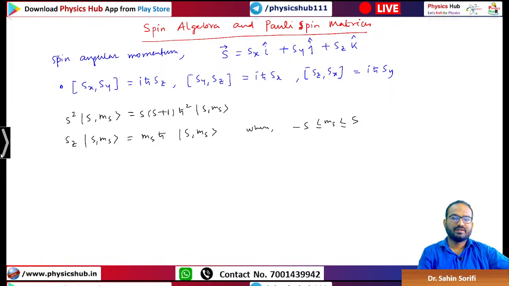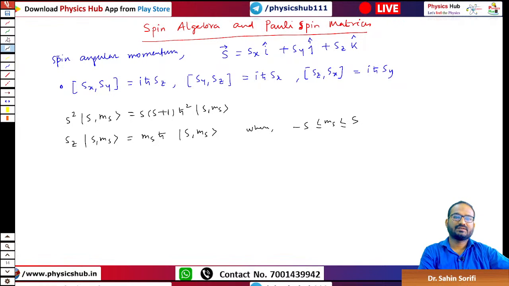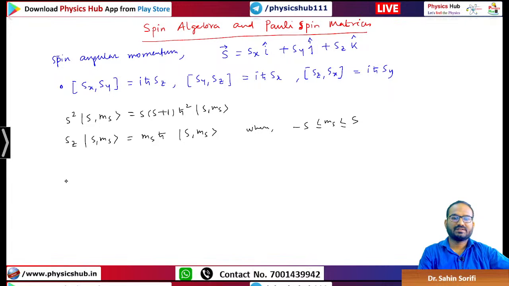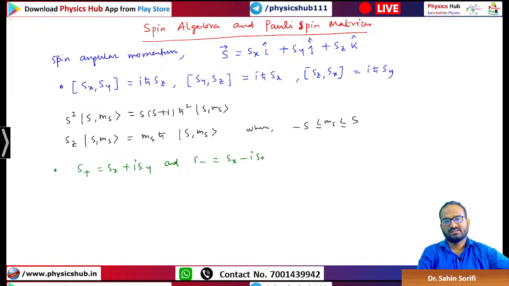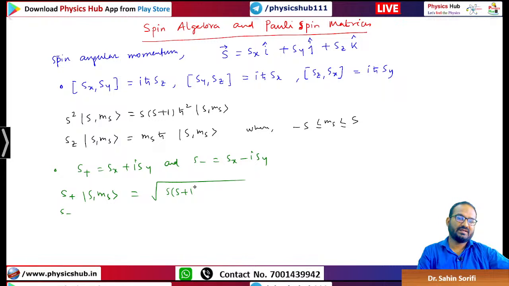Here also we define the ladder operators in this way. We define S plus as Sx plus i Sy and we define S minus as Sx minus i Sy. Now S plus and S minus behave in the same way if you apply it on S, MS. So it is square root of, it is like L is replaced by S, M is replaced by MS.